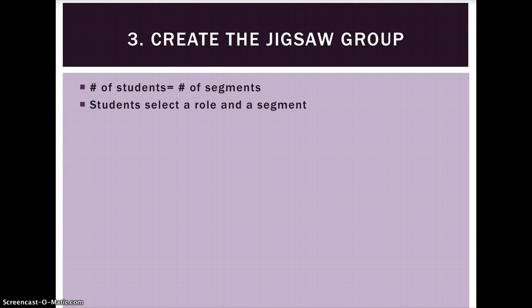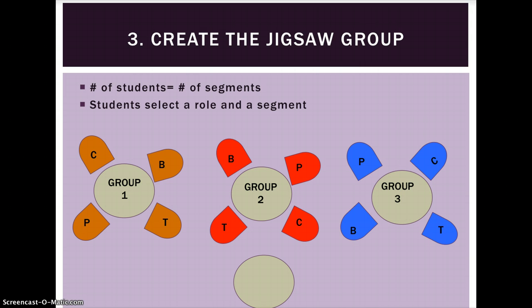The next step is to create the Jigsaw group. So after identifying the number of students that you have in the class and the number of segments, you can then determine the number of groups. The number of students in each group should equal the number of segments that you have. In the case of worker travel, we're looking at 4 segments. So if we have 12 students in the class, then this means that we can have 3 groups of 4.